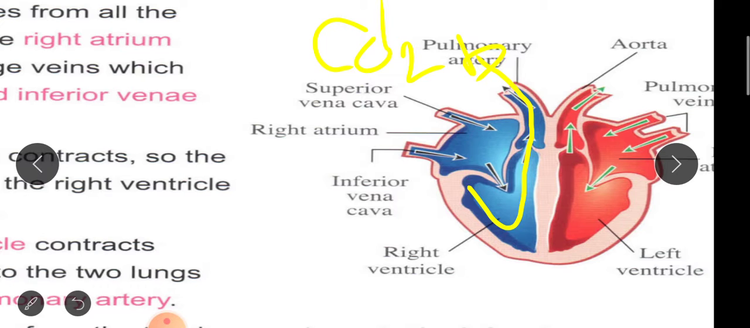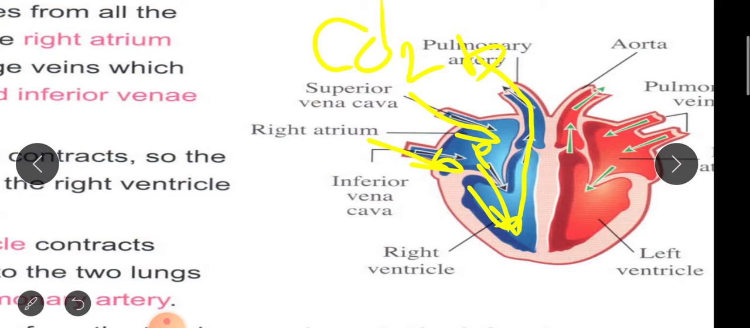So again, our body will collect the carbon dioxide. Our blood will carry the carbon dioxide and will deliver it to the heart through the superior and inferior vena cava. So the superior and inferior vena cava will carry the deoxygenated blood and give it to the right atrium, and from the right atrium to the right ventricle. And then the right ventricle will push the deoxygenated blood to the pulmonary artery, and the pulmonary artery will give the blood to the lungs.